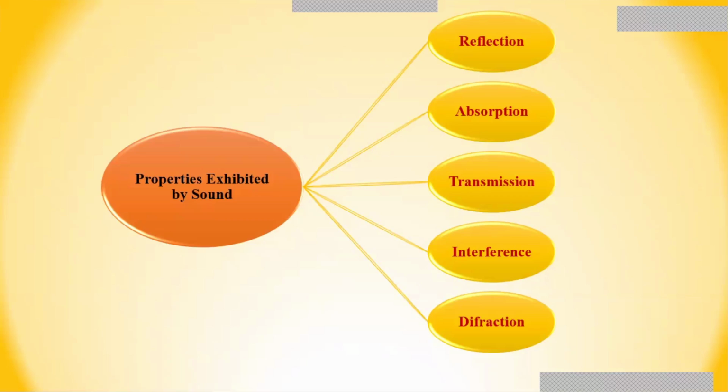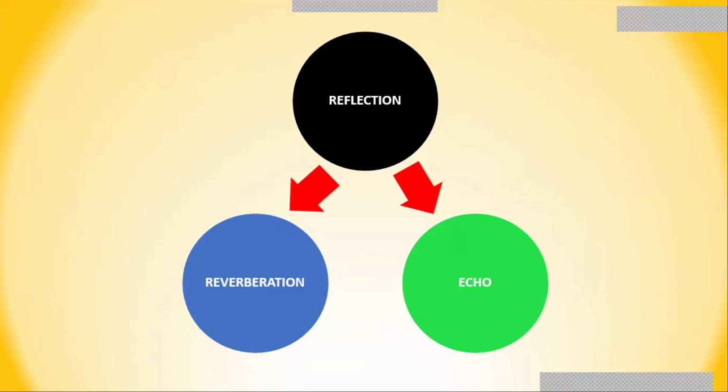Now, whenever sound waves fall on any surface, there are three possibilities. Depending on the surface, there is a possibility of reflection, a possibility of absorption, and the sound waves can also be transmitted. These are the three possibilities whenever sound waves fall on a surface, right? So based on that, let us move on to the first thing, reflection.